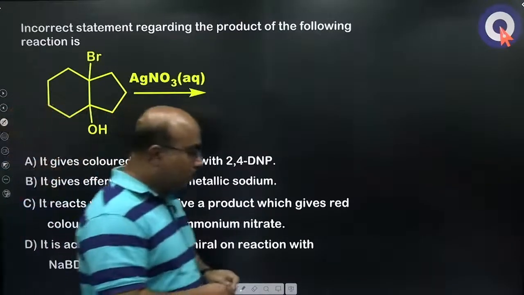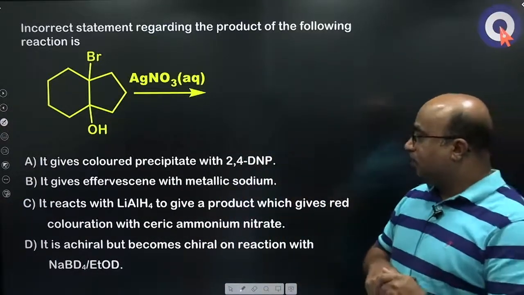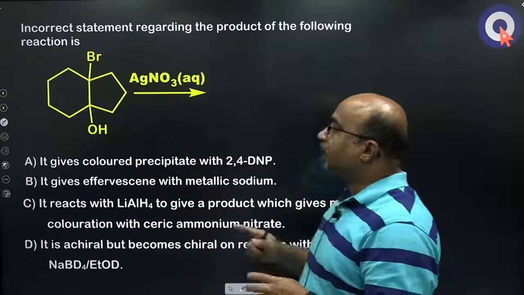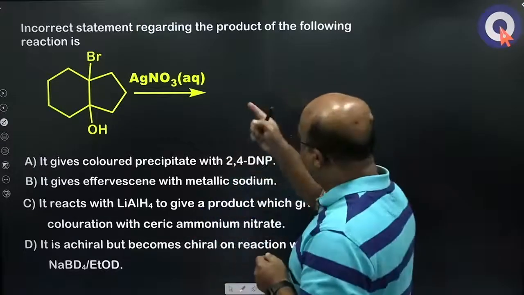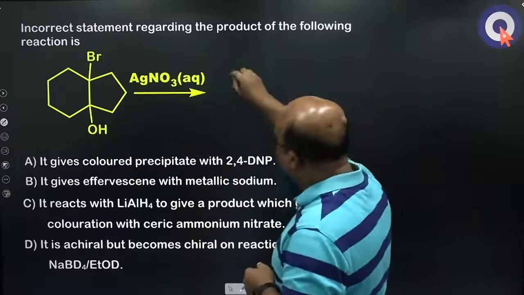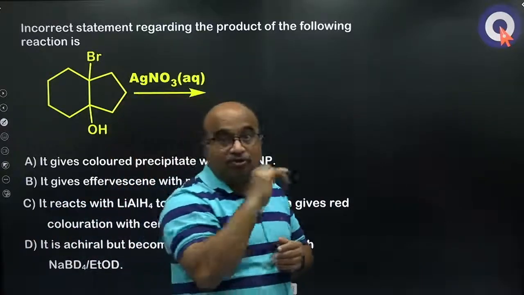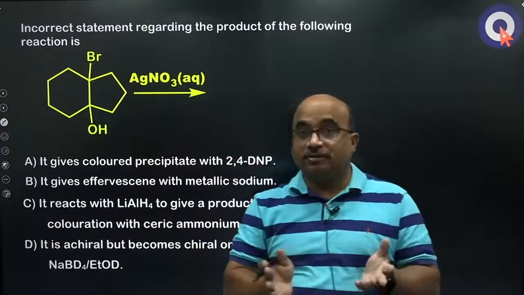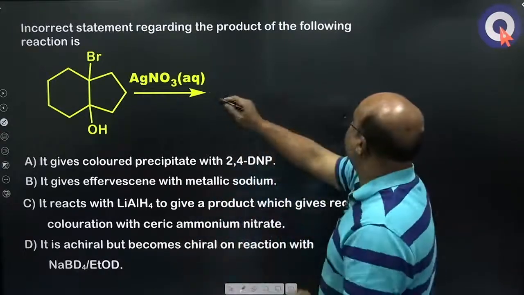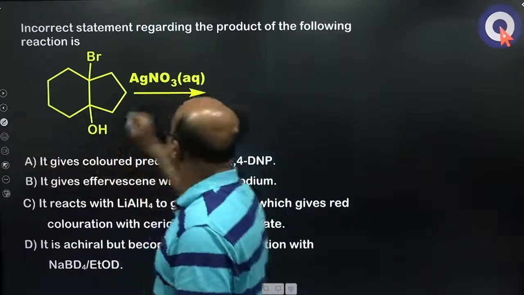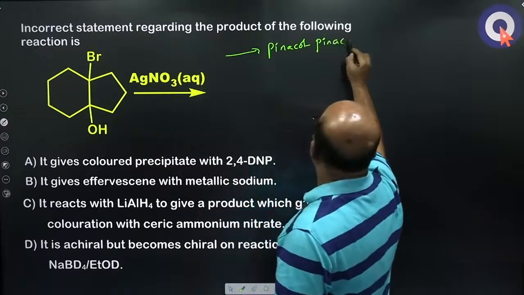Now, the incorrect statement regarding the following are the products of the following reaction. So what does this reaction actually refer to for us? Br and OH group are there, and it is treated with silver nitrate. When adjacent carbons have an OH group and a leaving group, and it is treated in the presence of acid, what is the reaction? Pinacol-pinacolone rearrangement. So this reaction comes under the pinacolone rearrangement.